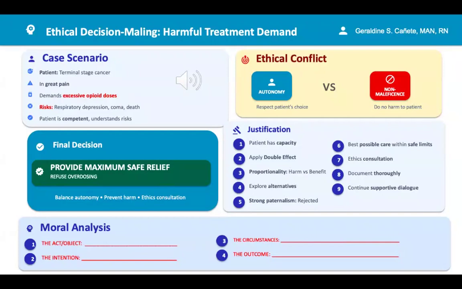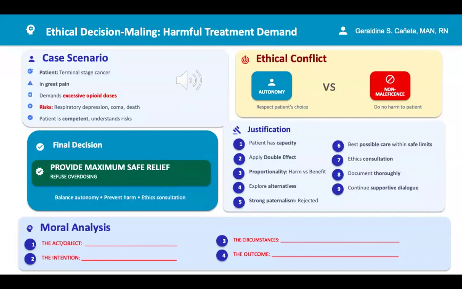Okay? So we have to explore alternatives. The medical team will have to explore alternative pain management strategies. But maybe they have not been effective. That's why the patient kept on insisting for higher doses. In this case, the medical team recognizes the importance of respecting the patient's autonomy, but they also have a duty to protect them from harm.